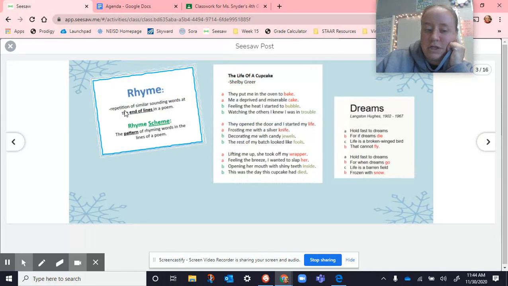Rhyme is the repetition of similar sounding words at the end of lines in a poem. And then rhyme scheme is the pattern of rhyming words in the lines of the poem. So here we have an AABB pattern. And here you can look at the end and see those words that rhyme.